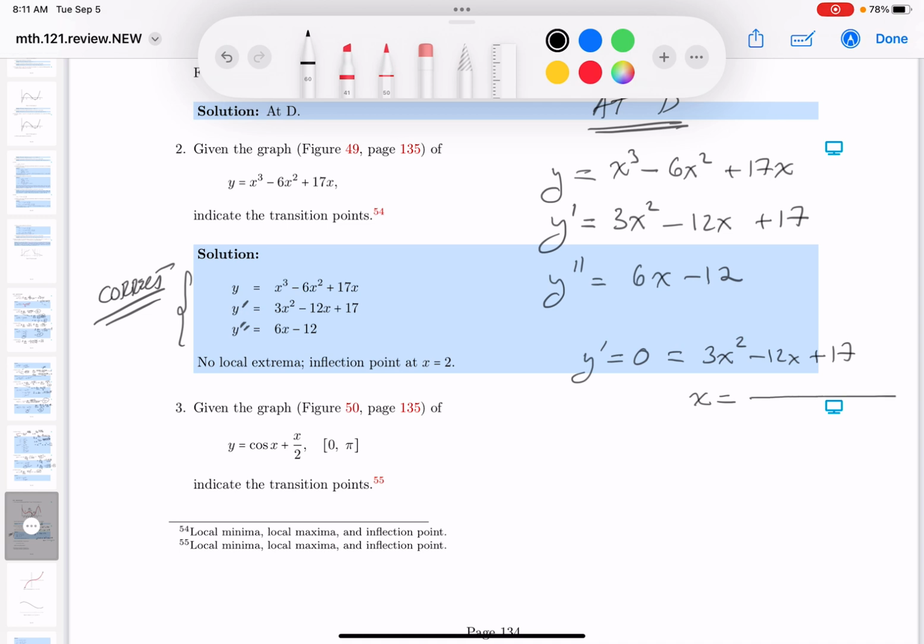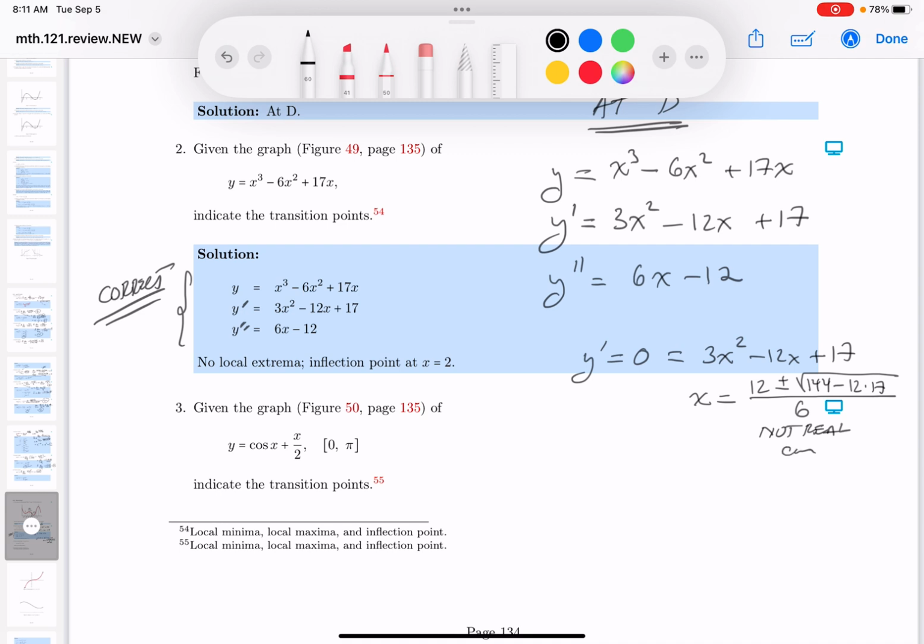Let's see, 2a, which is 6. Then it's going to be the opposite of b, which is 12, plus or minus, it's always the tough part, the square root of b squared, 144, minus 4 times a. Well, 4 times a is just 12, and 12 times 17. What do I know about this? There's no real solutions to this. It's complex, not real.